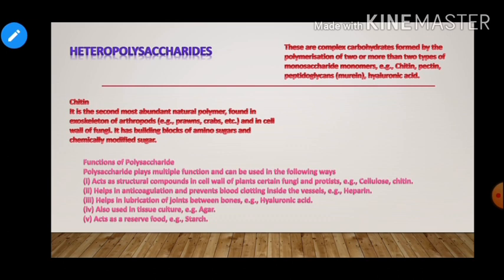It is also used in tissue culture, as agar medium. It is used as the medium in tissue culture. It acts as the reserve food material. For example, starch and glycogen act as the reserve food material. So this is about the polysaccharide.